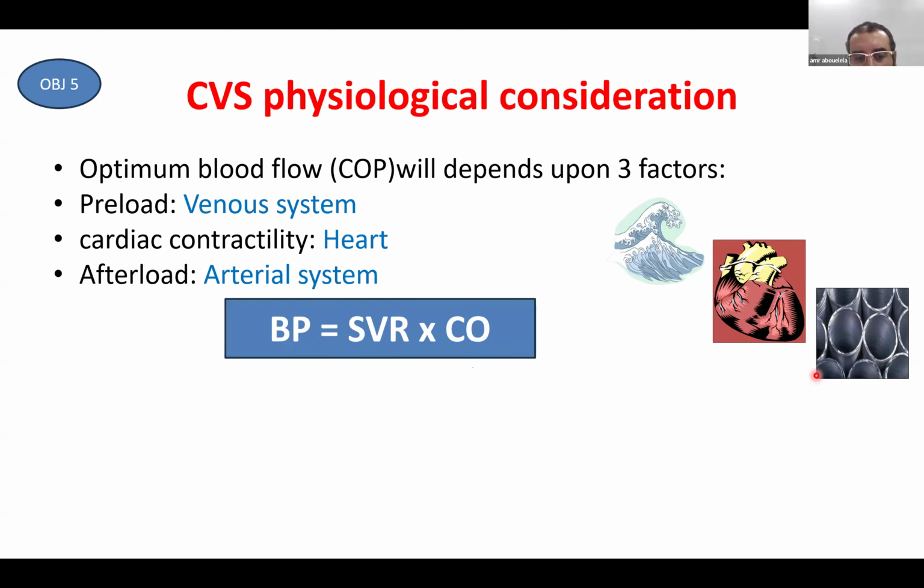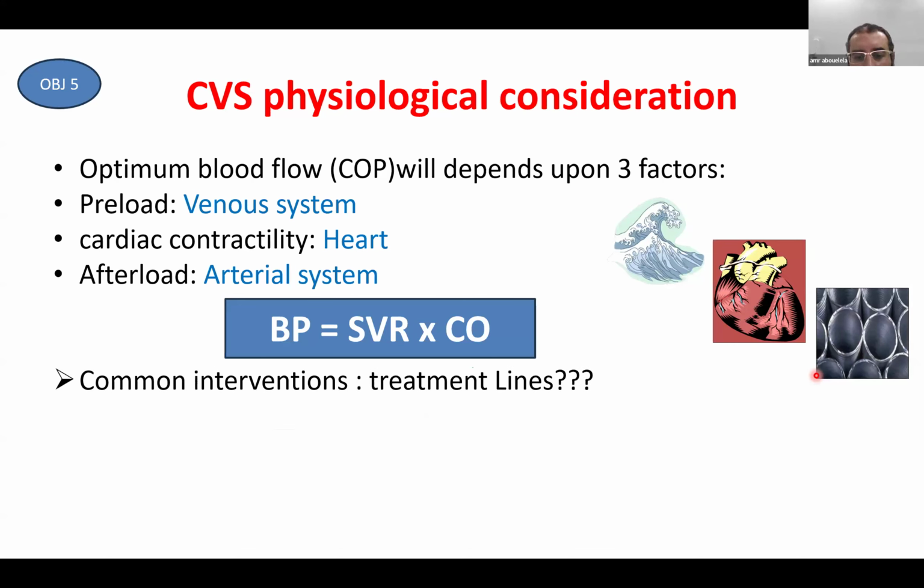This is a very important equation also. You should keep in mind that the blood pressure, from physics, we know that any pressure equals flow times resistance. The flow here is the cardiac output, and the resistance is the systemic vascular resistance, which is the resistance, of course, in the arterial system. So blood pressure equals the systemic vascular resistance multiplied by the cardiac output.